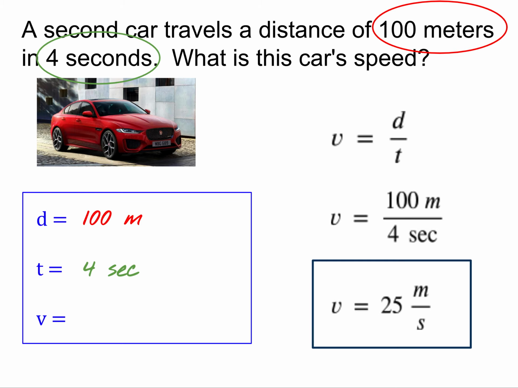And so when we enter these values into the speed equation, putting the 100 meters on top for the D and the 4 seconds on the bottom for T, we just do the math that's in front of us. 100 over 4 is 25, and then our units are meters per second. Notice how sometimes we use SEC for seconds, sometimes we just use S. They're both very commonly used, which is why we included both in this video.